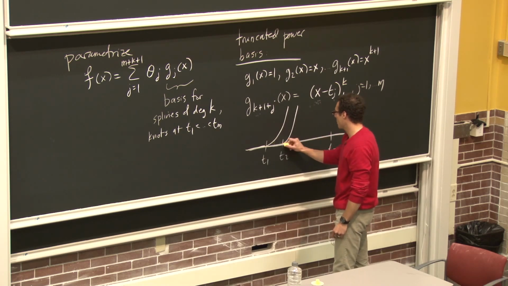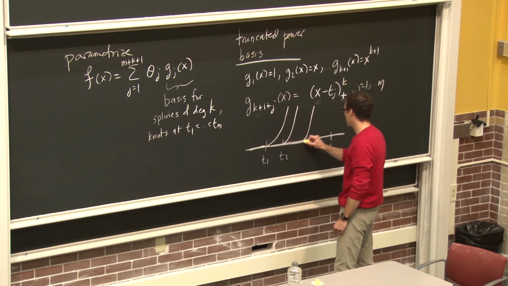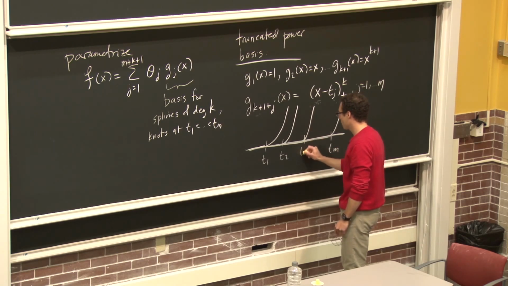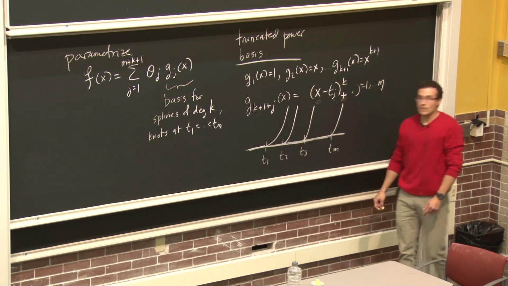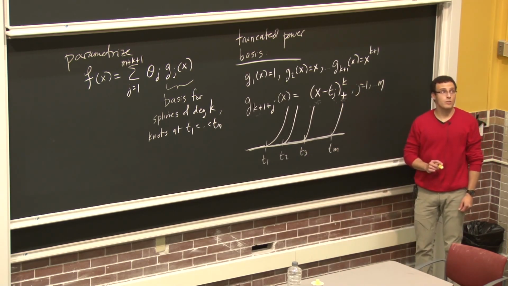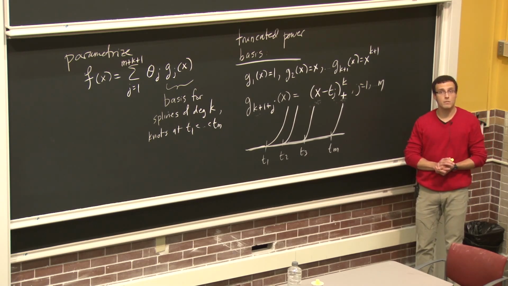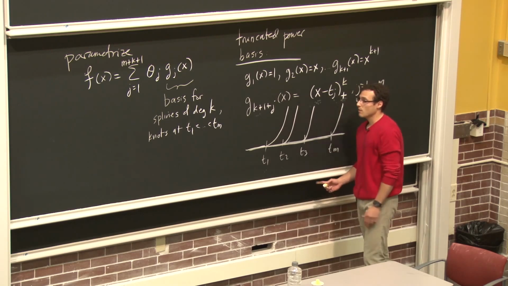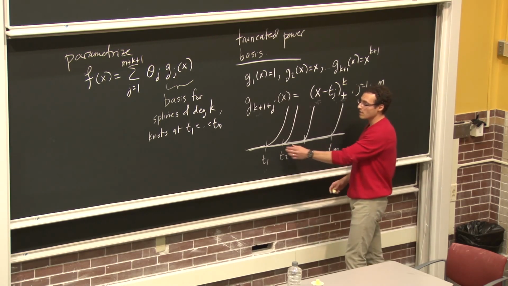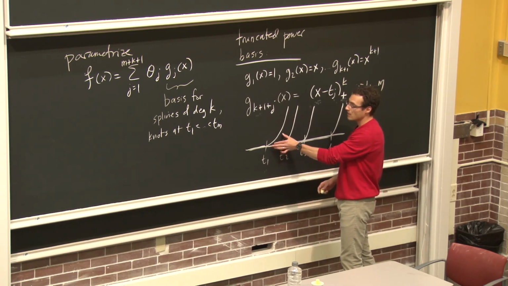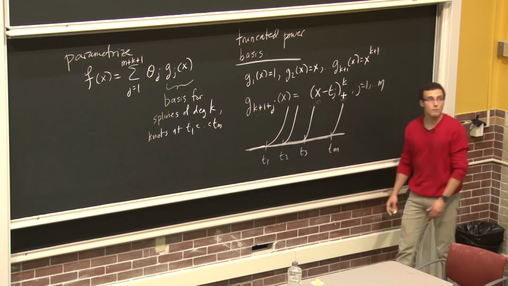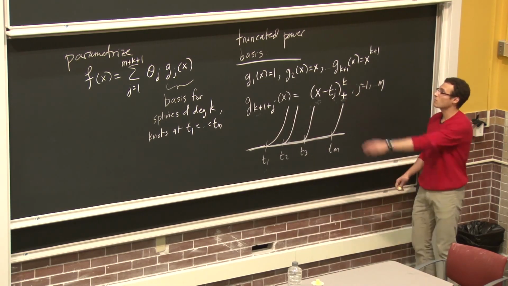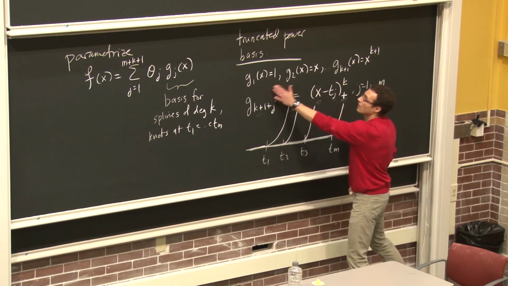So this is what my basis looks like. This is what gives me knots. This is what allows the polynomial to change in between the knot points, t1 and t2. Because if I add these together, then basically I can get a different polynomial contribution in each interval, plus some overall polynomial trend.